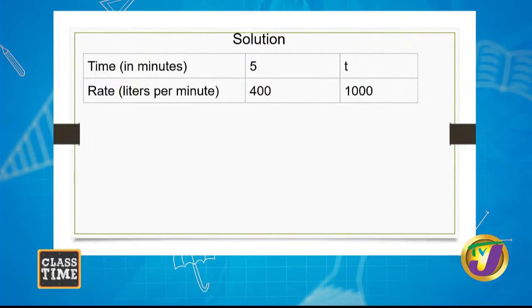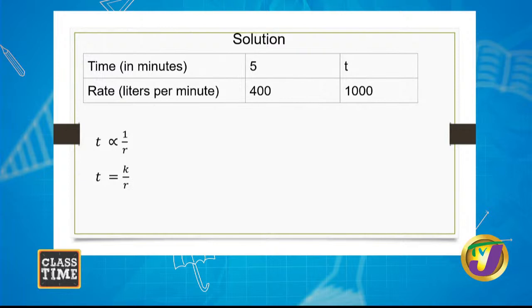So we have our time in minutes, which is represented by t. And we know that it's 5 minutes, and the rate was 400 liters per minute. Now, they already told us that the relationship is inverse, remember? Yes, it is. So we already know that t is proportional to the reciprocal of r, so 1 divided by r. We also know that means t is equal to a constant k divided by r.